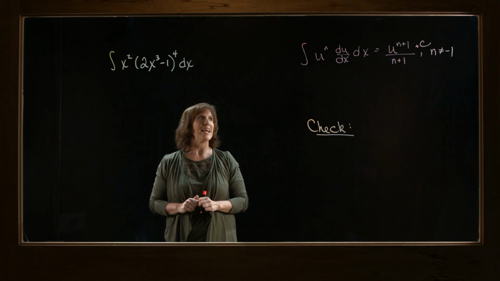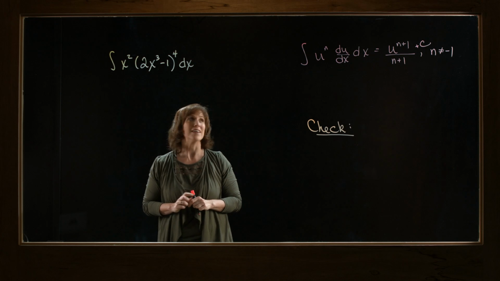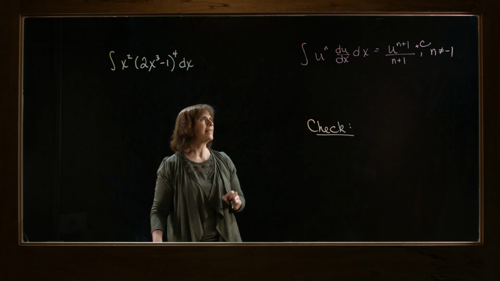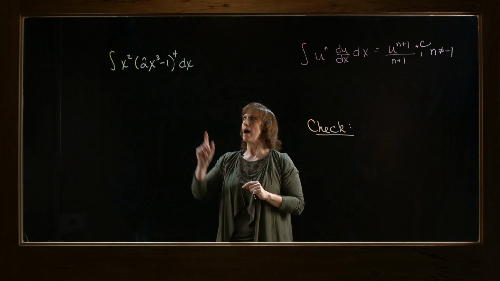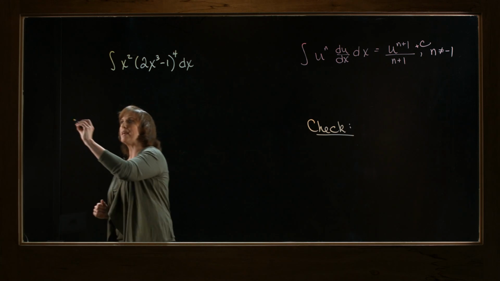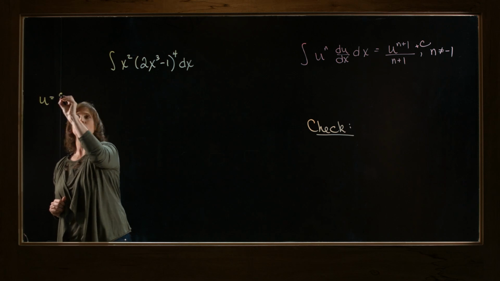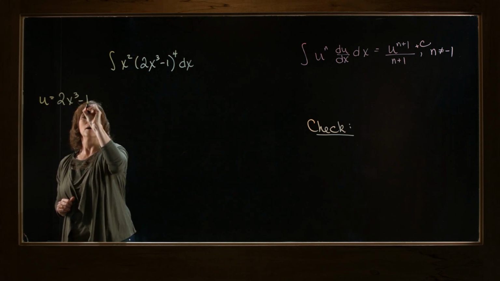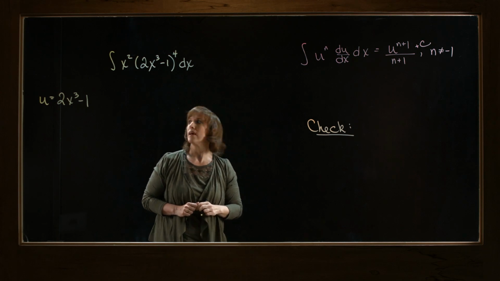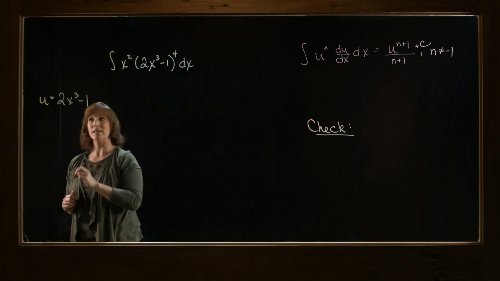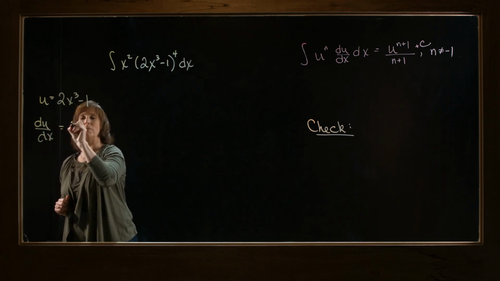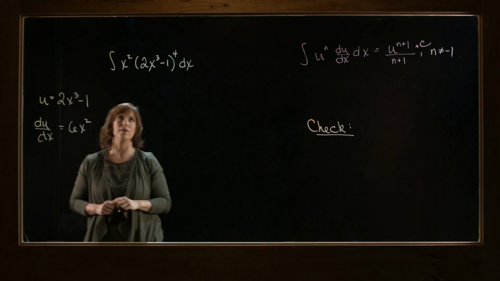Well, I want to see if I can get the problem I'm given to fit this form. Well, let's see. I need a part that's raised to a power. I'm thinking that's going to be my 2x cubed minus 1. So let's begin by letting u equal 2x cubed minus 1. I'm also going to need a du dx. I can get that by differentiating my substitution. So du dx is going to be 6x squared.